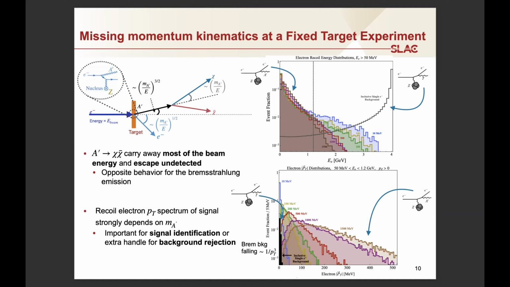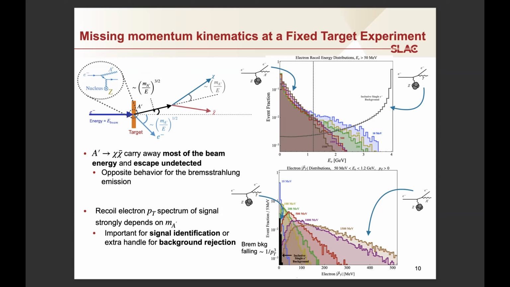On the right part of the slide, you can see that you have an increasing single electron background in black that peaks at 4 GeV. 4 GeV is the beam energy that we use for this experiment. And then you have the Bremsstrahlung tail. And oppositely, you have the dark sector signal, where the energy of the recoil electron is going to be very soft.